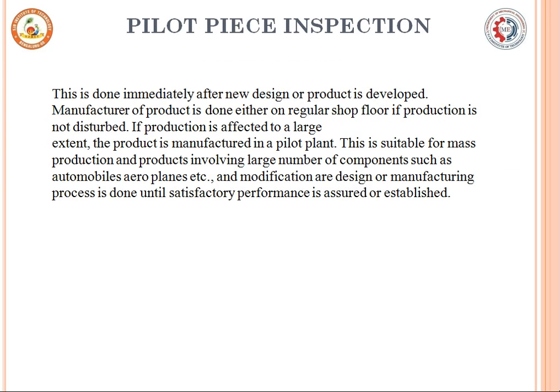So after first piece inspection, we'll go for pilot piece inspection. What is pilot piece inspection? This is done after a new design or product is developed. The manufacture of the product is done either on the regular shop floor, if production is not disturbed. With pilot piece inspection, the products are produced in mass. There will be a large number of components, such as in automobiles and aeroplanes. Different parts will be there.